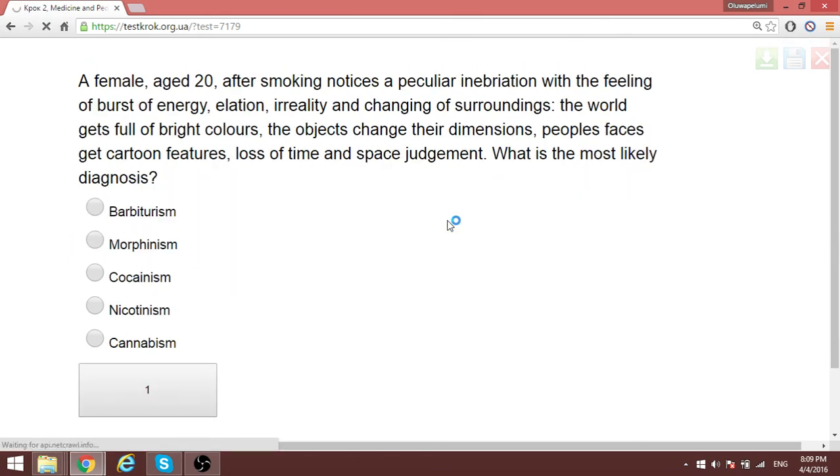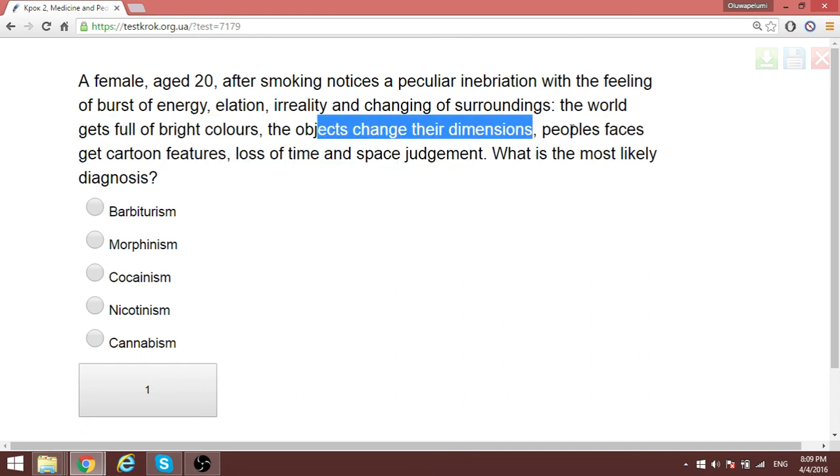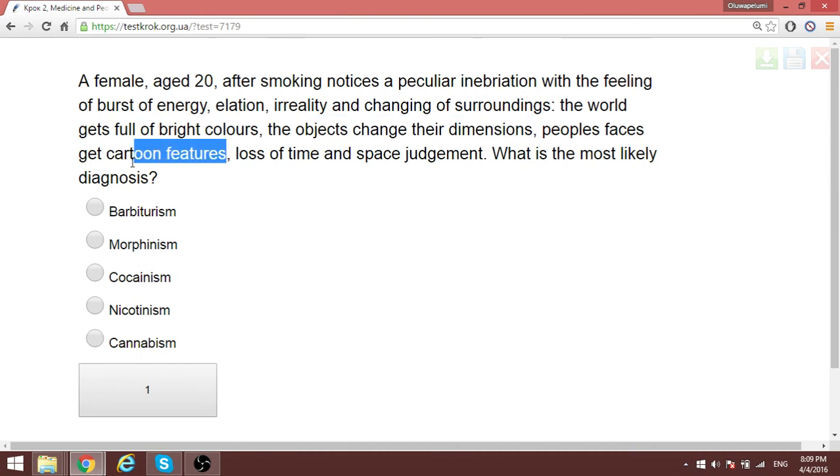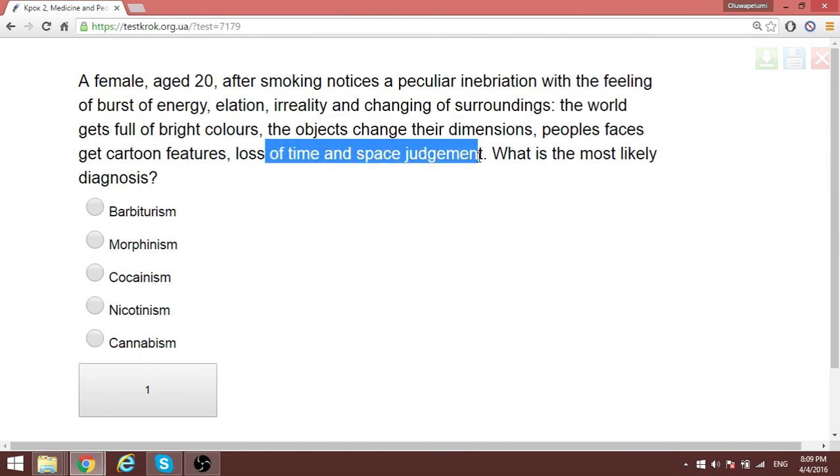And our final question for the day: please don't try this at home. A female, 20 years old, after smoking noticed a peculiar inebriation with a feeling of a burst of energy, elation, changing of surroundings. The world gets full of bright colors. Objects change their dimensions. People's faces get cartoon features. You don't want your friends to look like cartoons. Loss of time and space judgment. What is the most likely diagnosis?